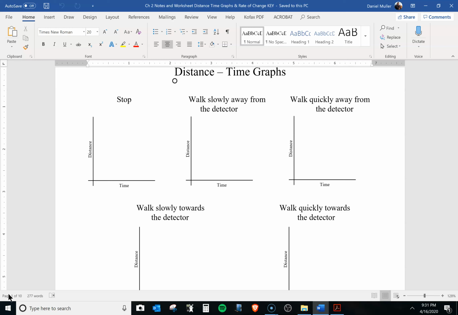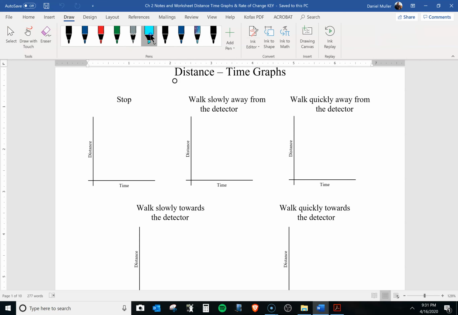We could, and this is all walking away from some sort of detector. I don't know what kind of detector it is, but maybe it detects your movement or something. So you can walk, as you can see, I'll just get the highlighter here. You can walk quickly away from a detector, or you could walk slowly away from a detector. And so what would that look like on a graph? So say you were a distance, I don't know, 5. We were maybe 5 feet away or something.